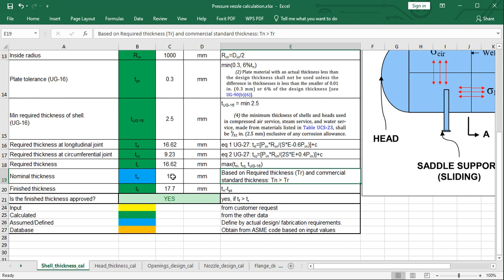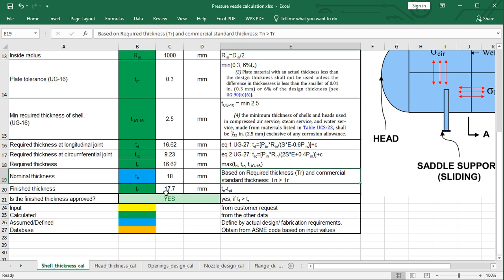But in reality, the actual thickness could be smaller because of the plate tolerance. So we need to calculate the finished thickness, and the finished thickness is equal to the nominal thickness minus the plate tolerance. So 18 minus 0.3 is equal to 17.7 millimeters.